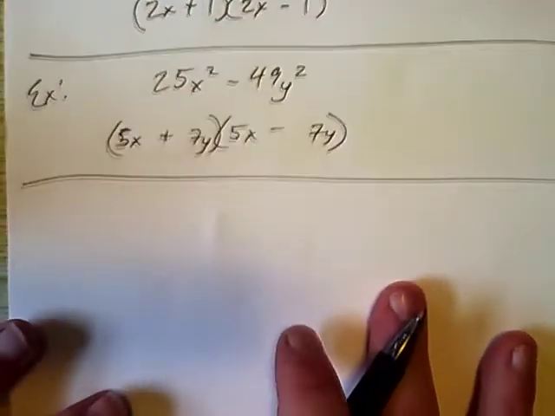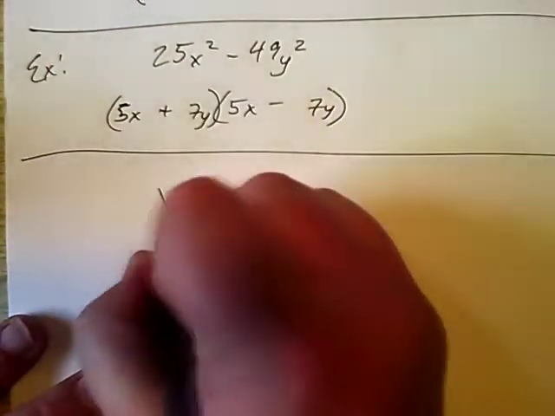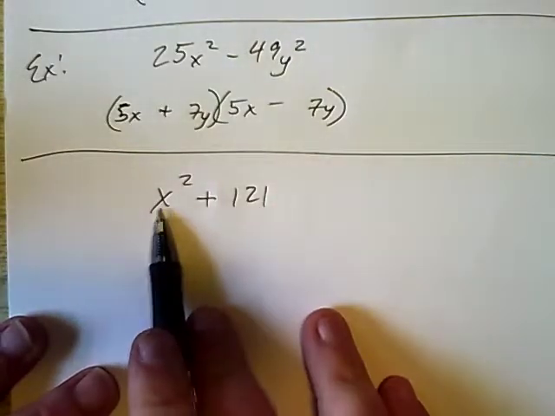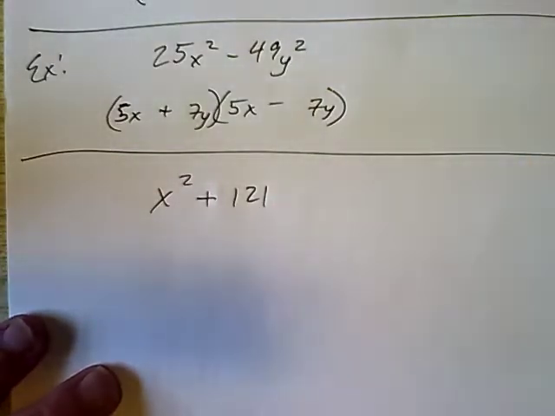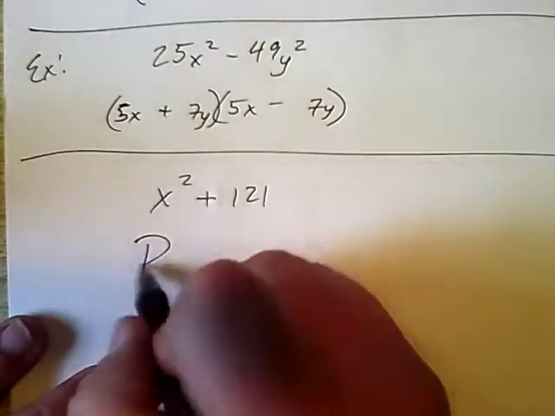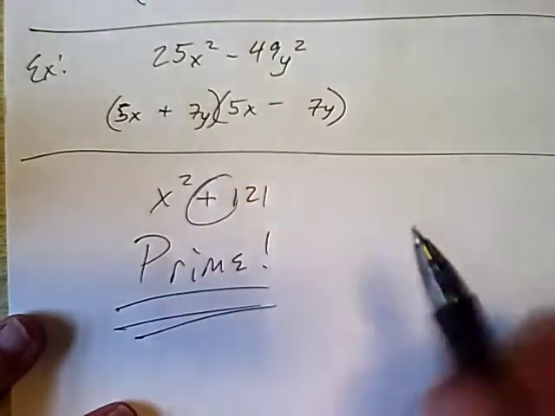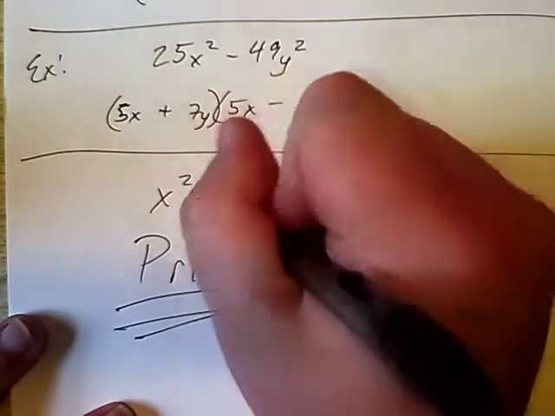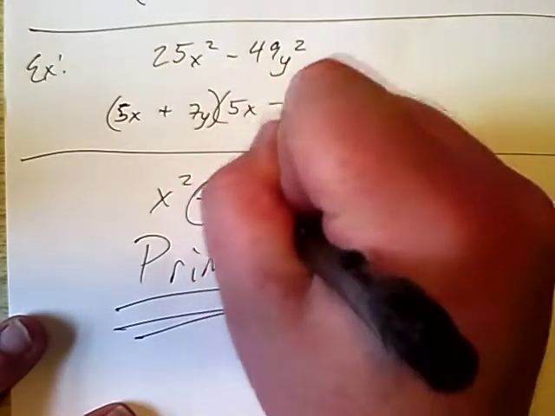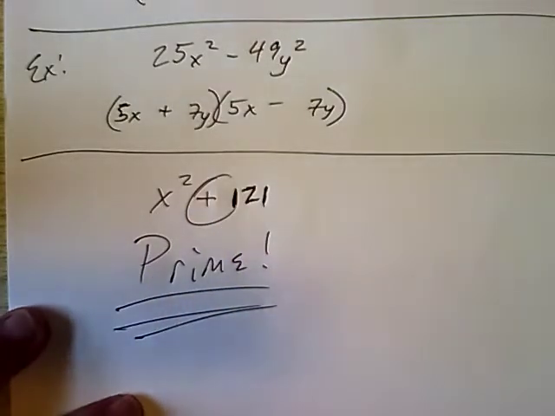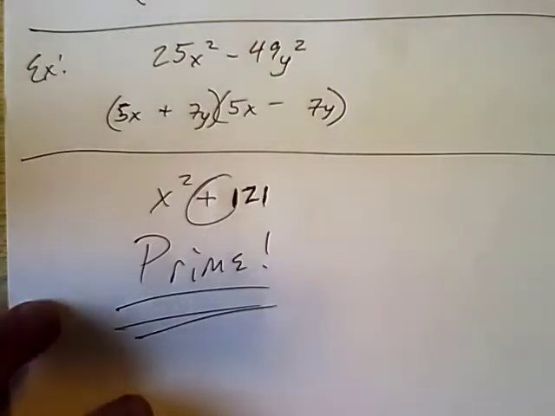Alright, let's try another one here. Let's get back to basics. The square root of x squared is x. The square root of 121 is 11. However, there's a plus sign. I cannot factor these. X squared plus 121 is not factorable.